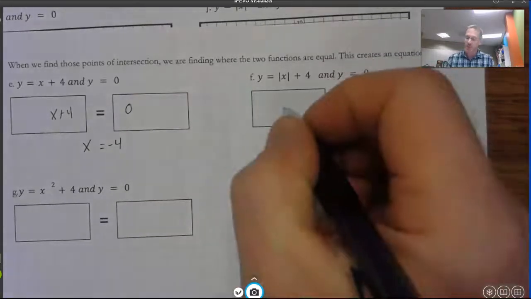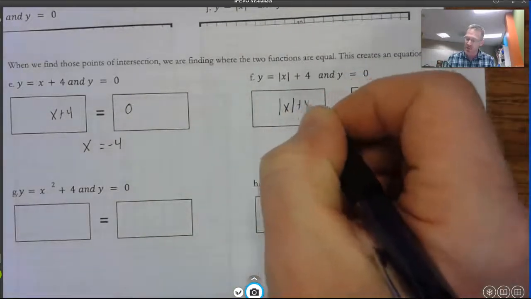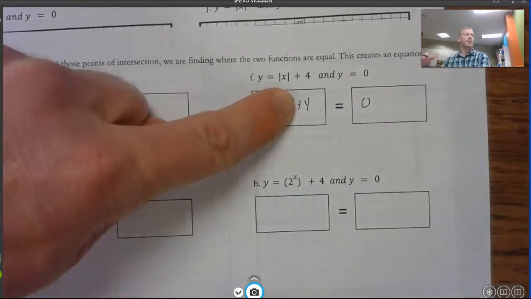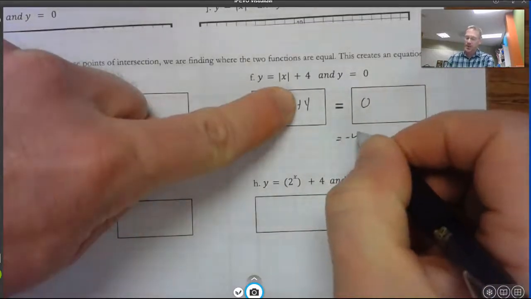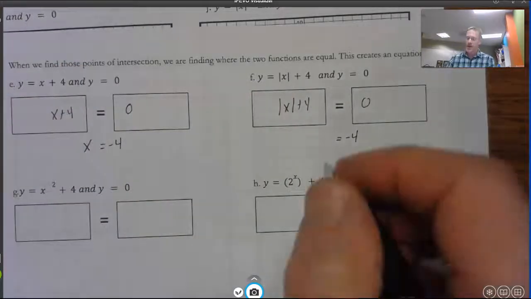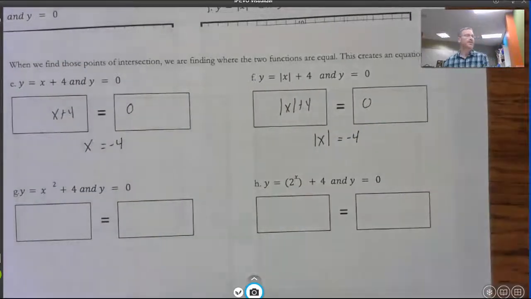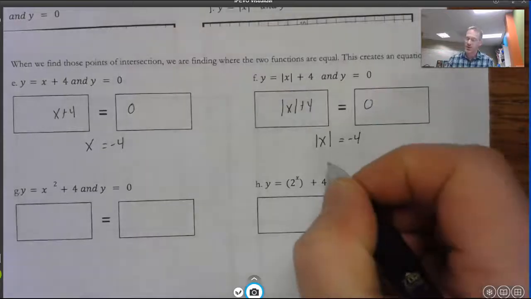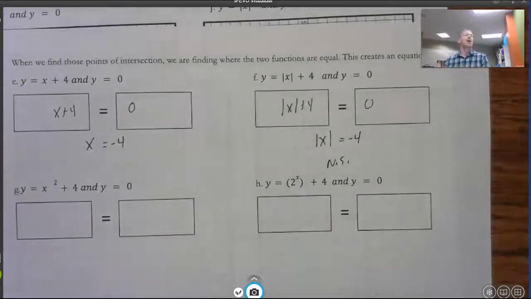But notice what happens when we do this one. The absolute value of x plus 4 is equal to 0. Once again, I can use my 0 property. What plus 4 is 0? Negative 4. Whatever's behind my hand has to be negative 4, and that's the absolute value of x. So the absolute value of x is negative 4. Now, remember what we talked about with our properties. We know an absolute value can't be negative because it's a distance. And so this is why we have no solution, analytically or with an equation.